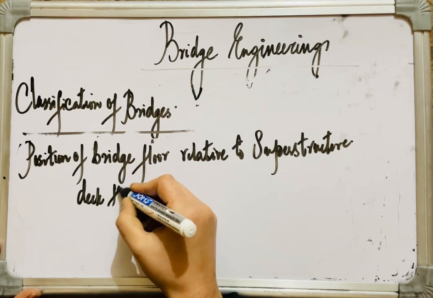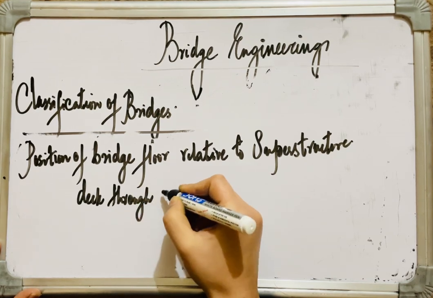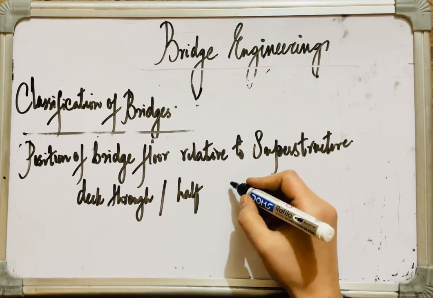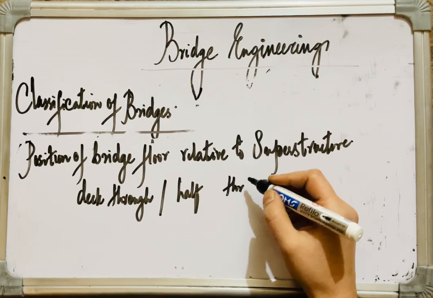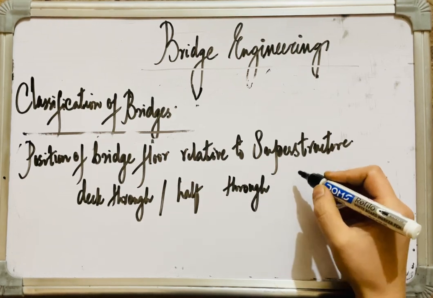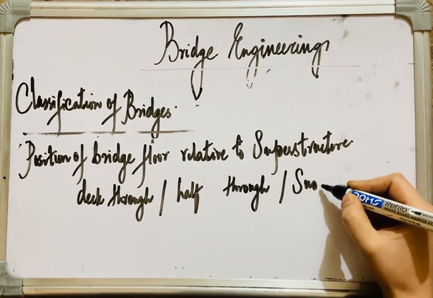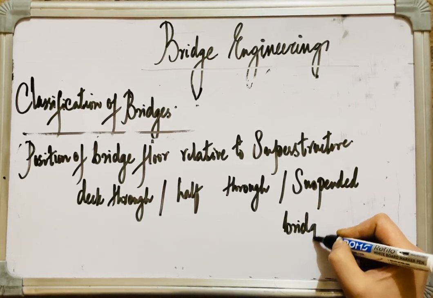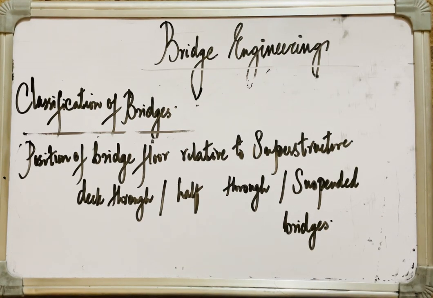We have deck through, we have half through, and we have suspended bridges. Let me show you diagrammatically. This is the classification based on the position of bridge floor relative to the superstructure. The first one is the deck through bridge.